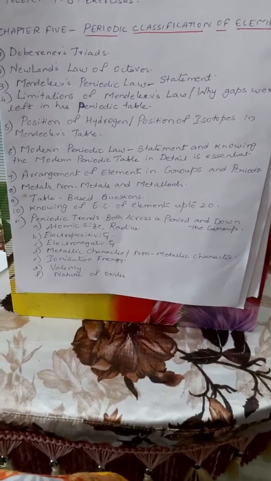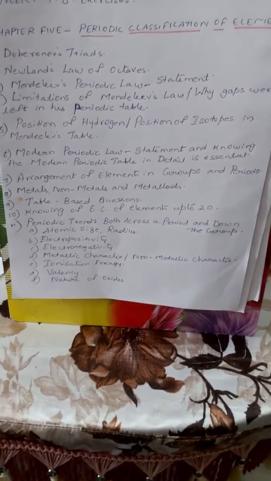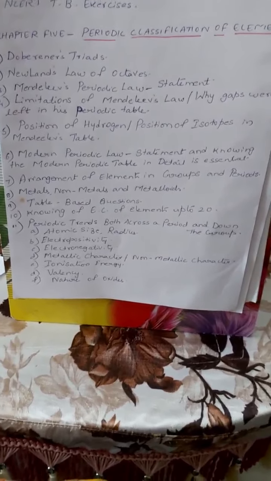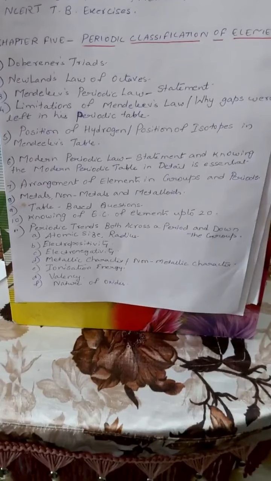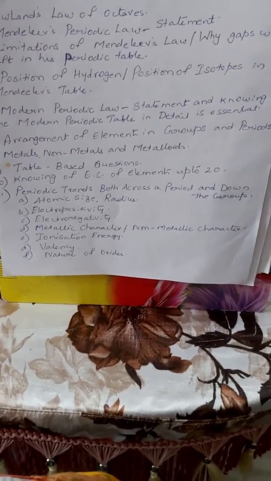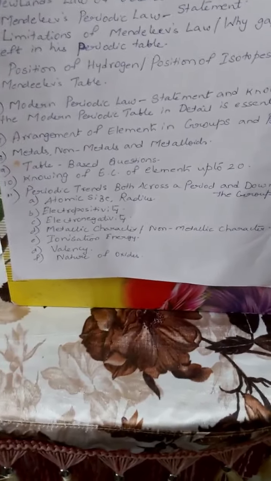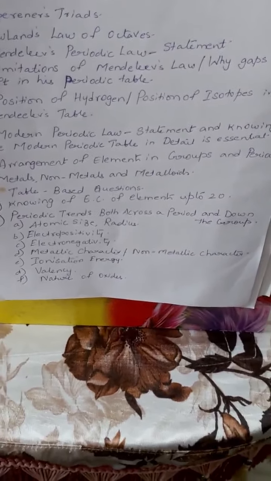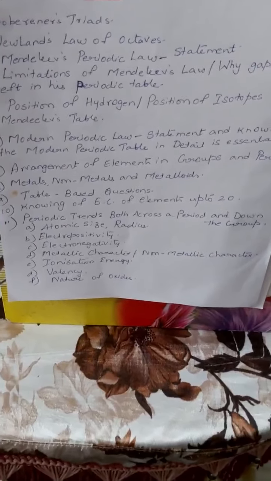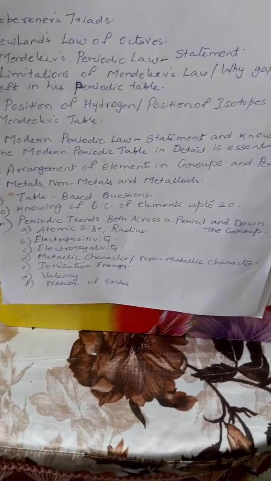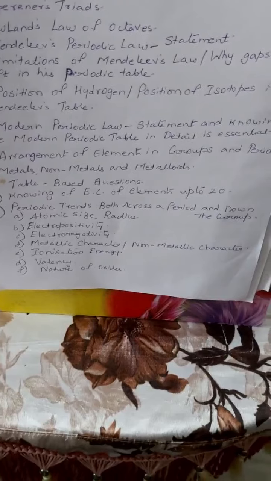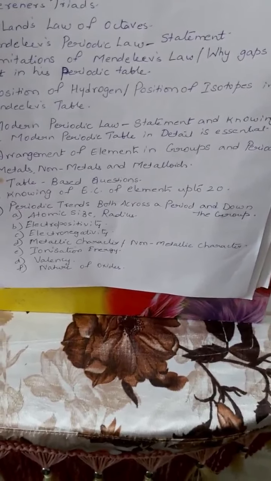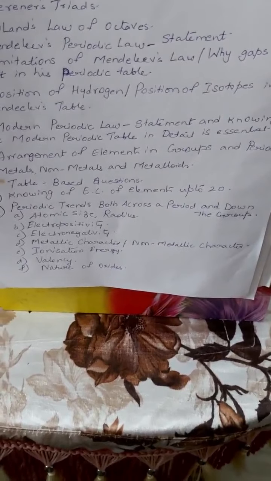And the following periodic trends both across a period and down the group have to be perfectly learnt by the students. So please concentrate on the following concepts, which is the periodic trends both across a period and down the group. This is related to how does the atomic size and the atomic radius vary both across a period and down the group. What is electropositivity? What is electronegativity? And how do these vary across a period and down the group? And how does the metallic character, the non-metallic character vary across both the period and down the group?